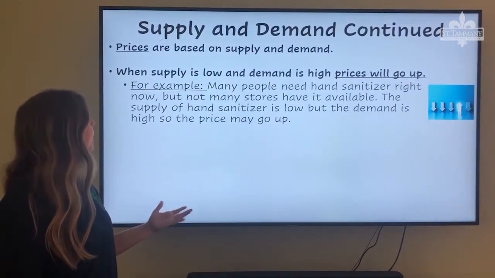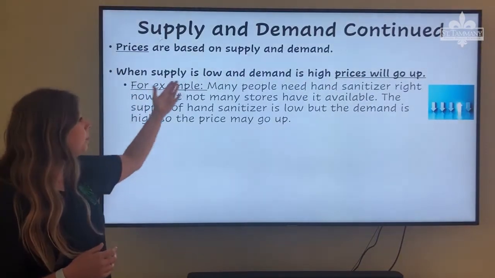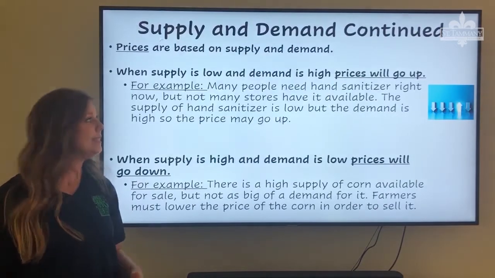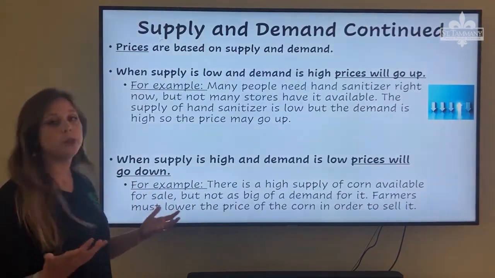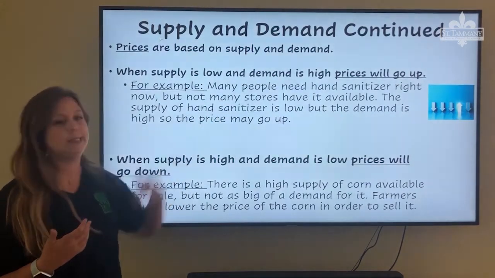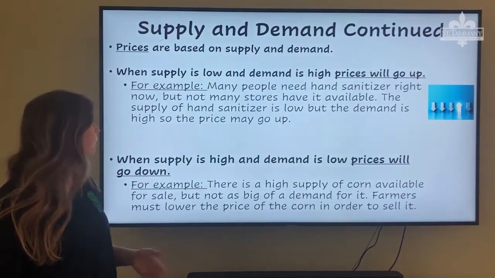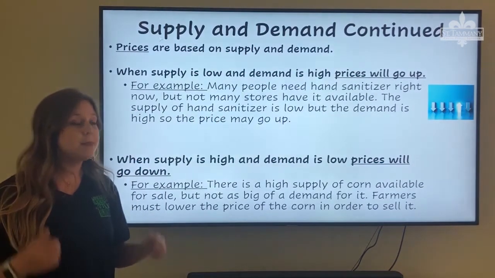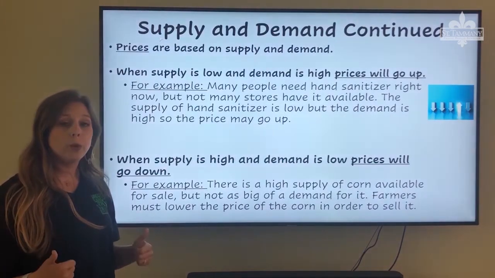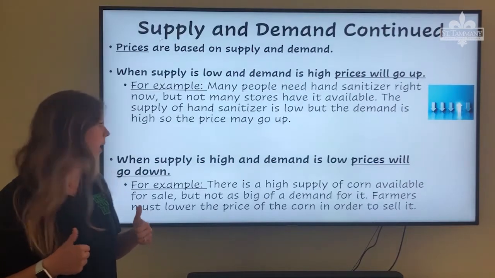So supply and demand, the prices are based on supply and demand. When supply is low but the demand is high, the prices are going to go up. So an example for this would be that everyone needs hand sanitizer right now, but not many stores have it available. The supply of hand sanitizer might be really low, but the demand is really high. So the price for hand sanitizer might be more expensive. It might go up at this time.